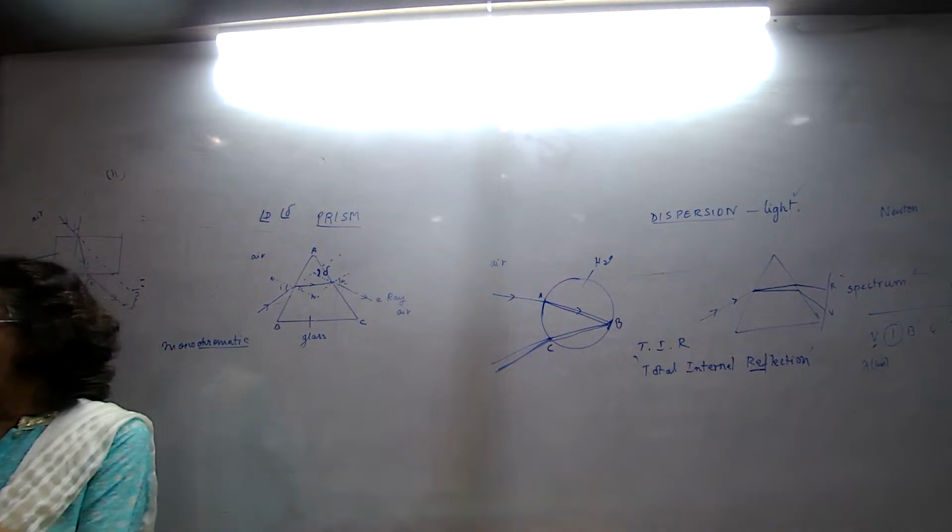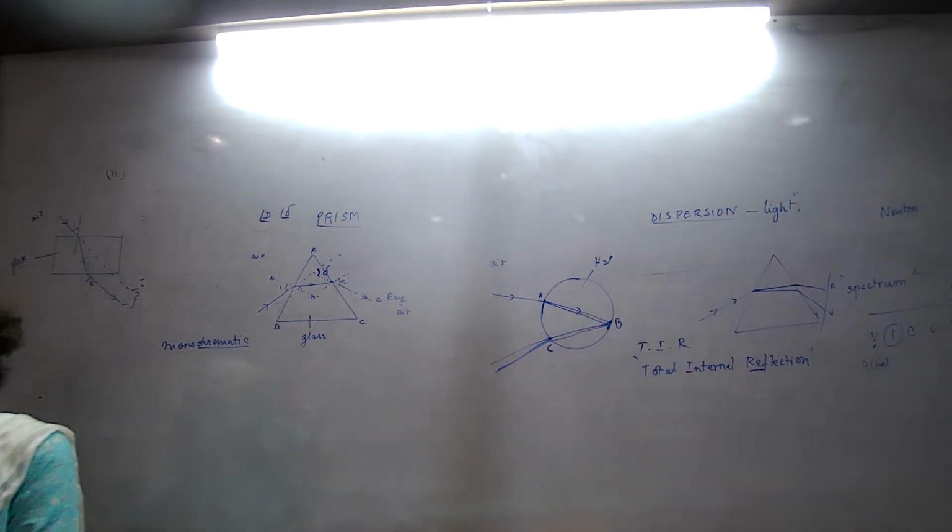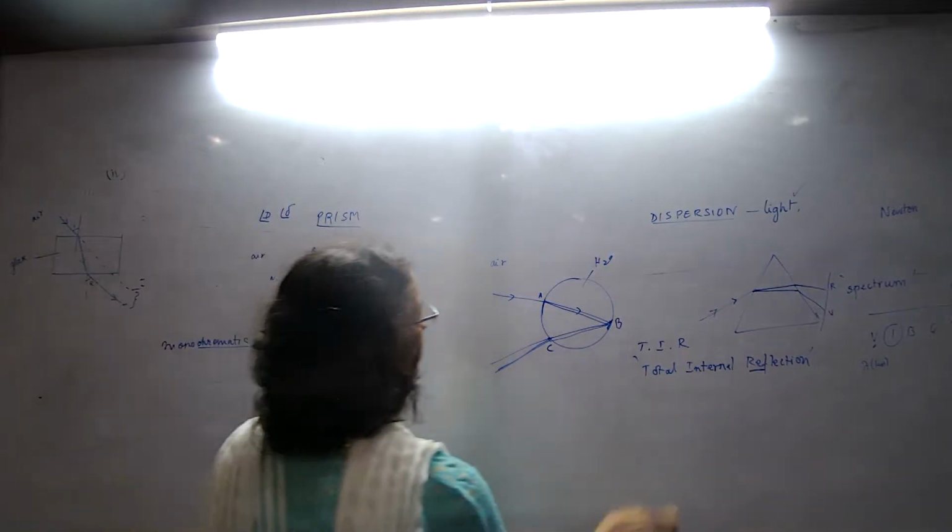So here again, what is dispersion and what is the spectrum? This is what you are supposed to know. Come to the next page. Atmospheric refraction. Now this is what we are going to be talking about now.